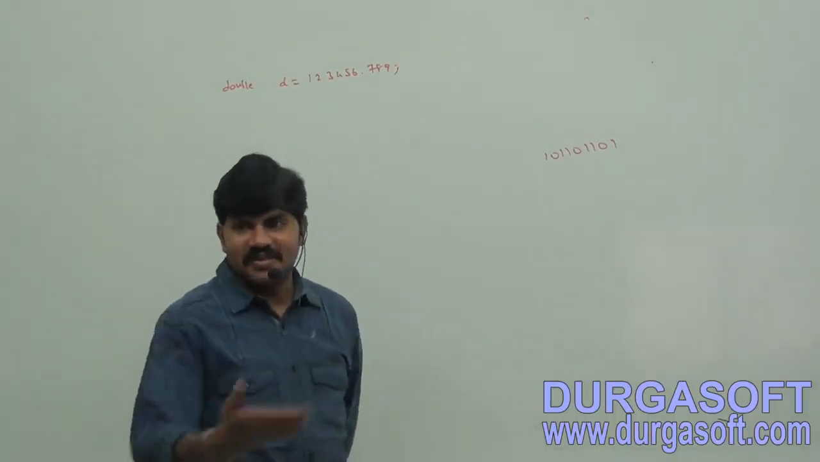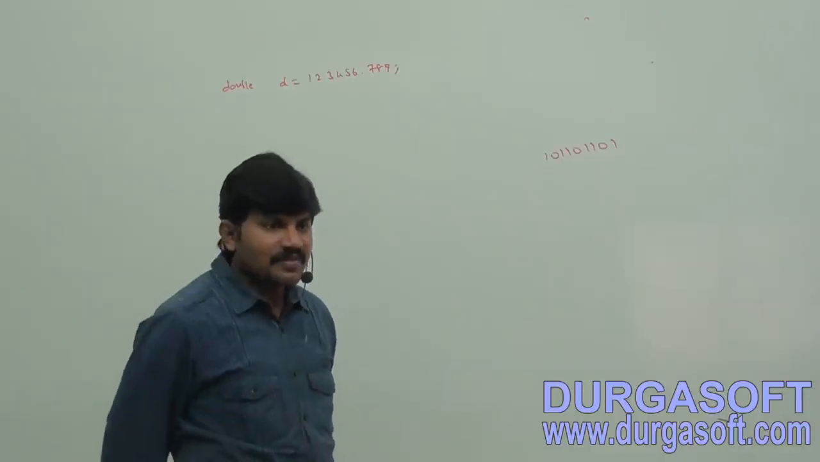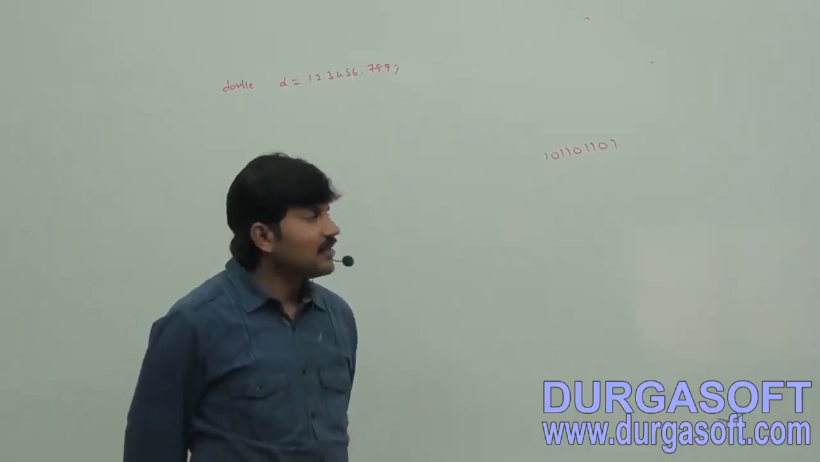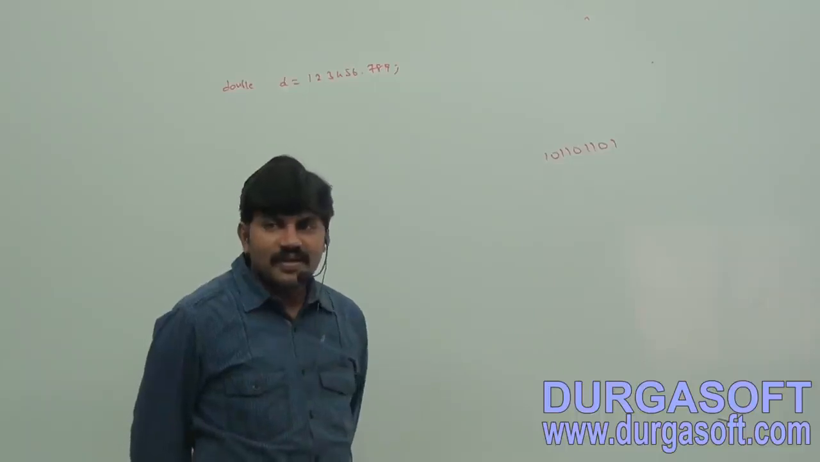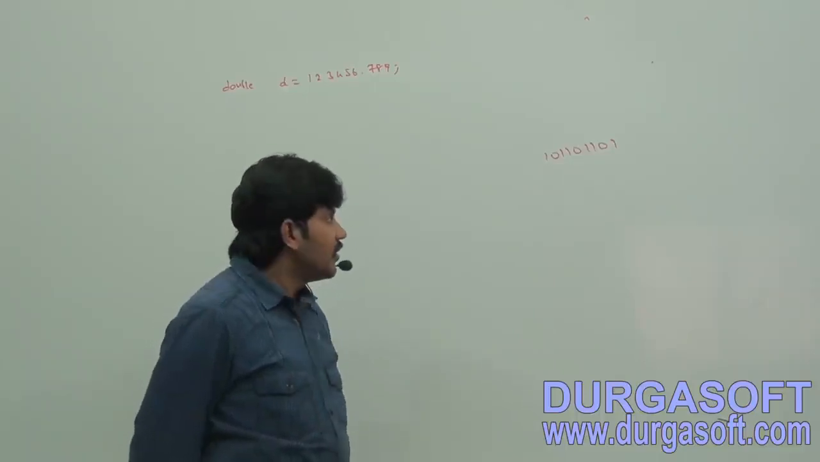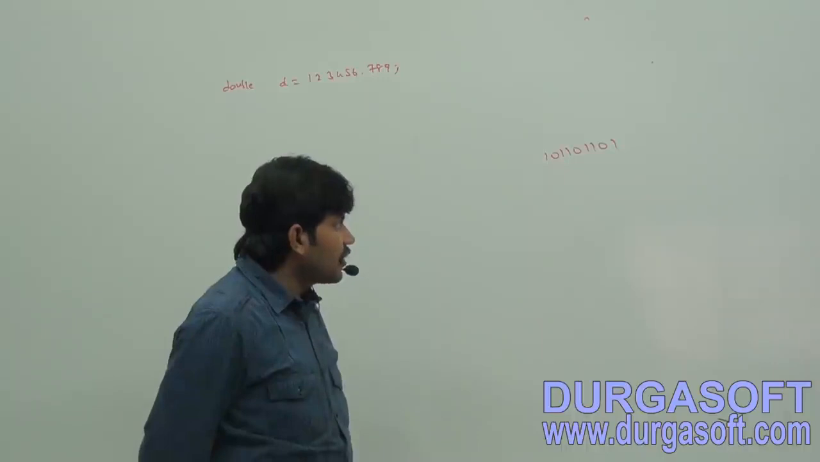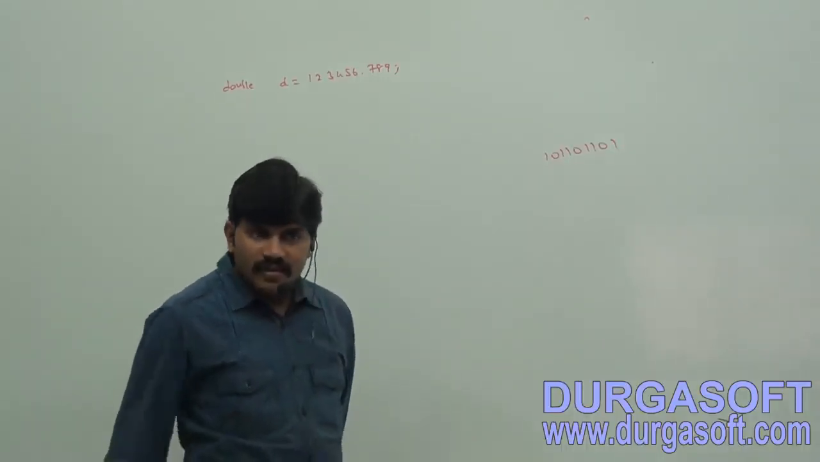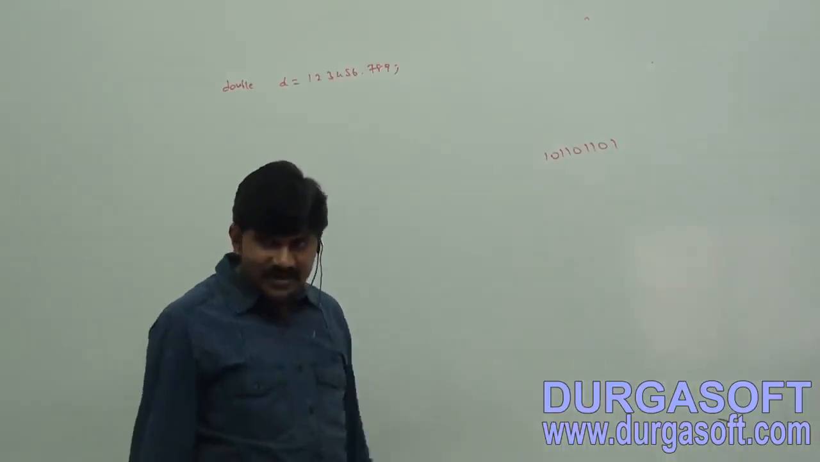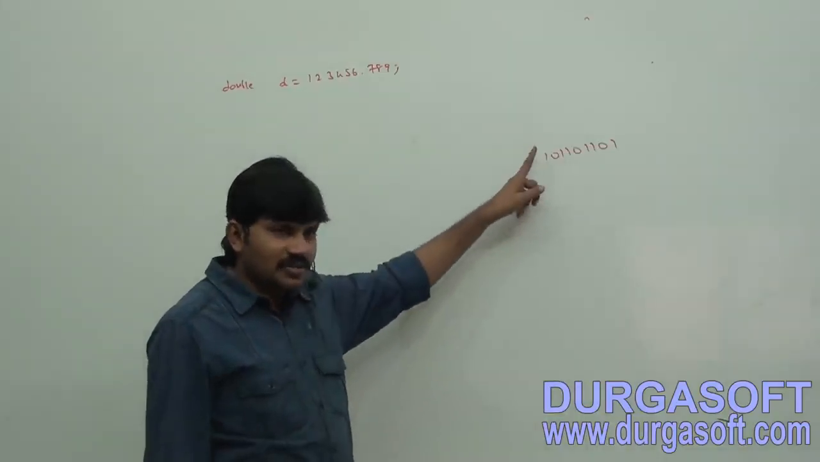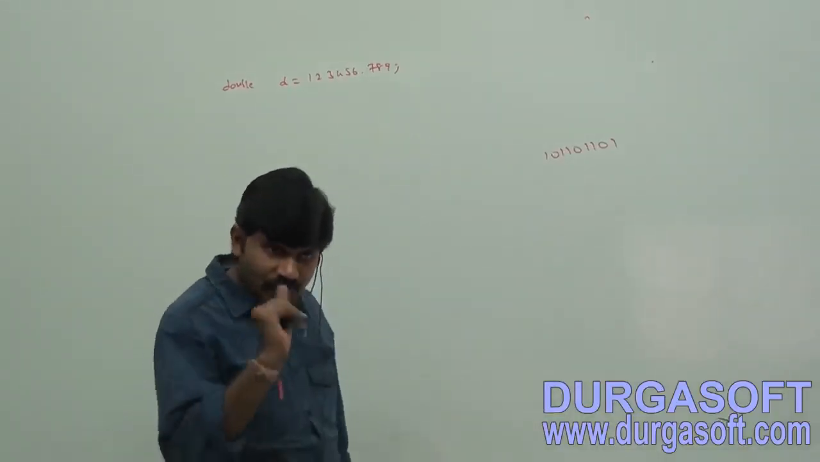Why are you taking this much time to read this one? Don't write, just read. 10 crores, 11 lakhs, 1,101. A bit of confusion, right? Is it thousands place or lakhs place or crores place? It is always a big confusion.